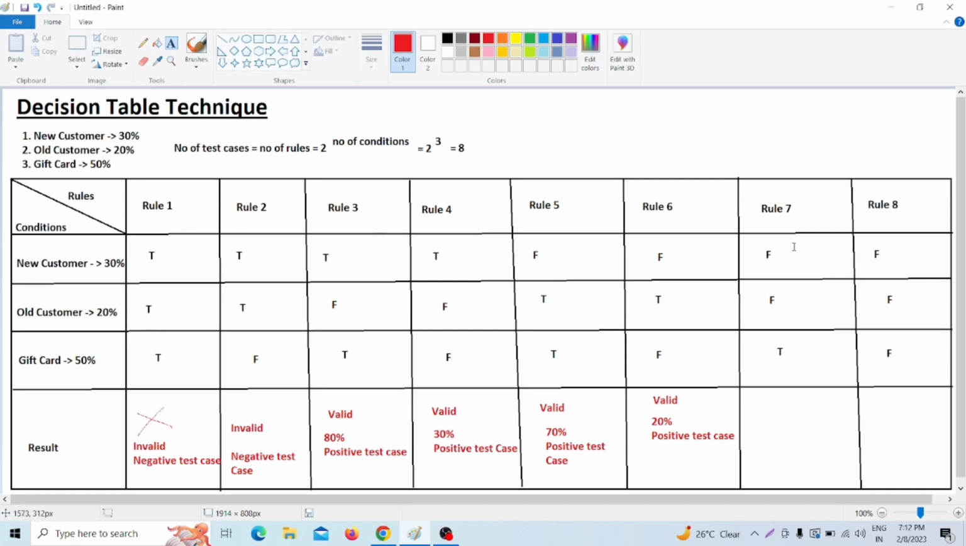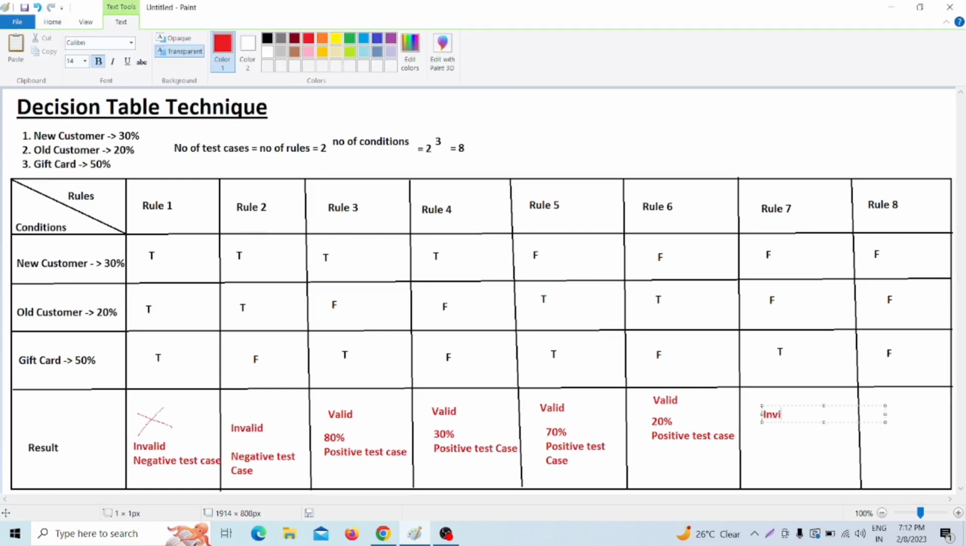So as I am the new customer, false, and the old customer, also false, the gift card I cannot apply. Gift card here is true, but I cannot apply it because I am not any type of customer. So that's why it is also invalid. It is also an invalid one. So we can say it is a negative test case. Got it? Negative test cases.